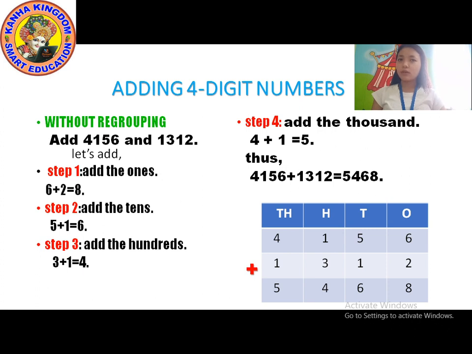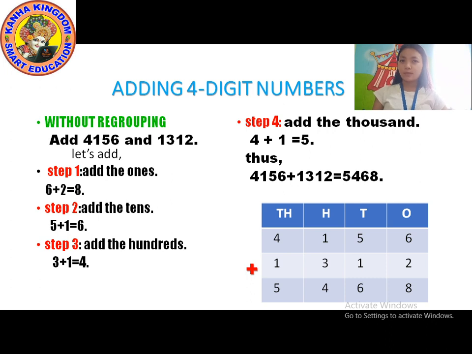That means we have to add the digits which are present in the ones place. So in the number 4156, 6 is in the ones place, and in 1312, 2 is in the ones place. So we have to add 6 and 2. While adding 6 plus 2, we got 8, right? 6 plus 2 equals 8. So we get 8 in the ones place. So write 8 in the ones column.